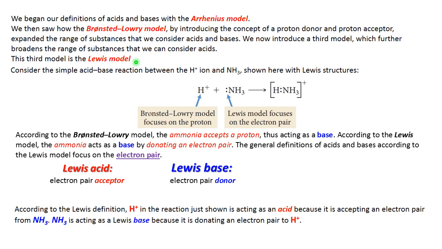So let's consider the acid-base reaction between H plus ion and NH3, shown here with Lewis structures. So H plus, a proton, was added to NH3 to make NH4 plus ion. Now, you remember that a proton needs to be located at some molecule. It cannot be just alone, like drawn here.